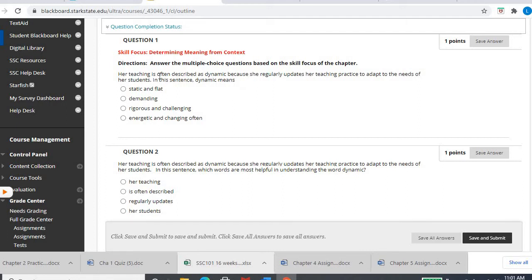So to me, I'm reading this, and if I'm not familiar with the word dynamic, but it uses the phrase, she regularly updates her teaching practice. To me, that means she is doing something that is going to take a lot of time, energy, and she changes her teaching practice because she adapts, which means changing. So energetic and changing would be my definition of the word dynamic in that sentence.